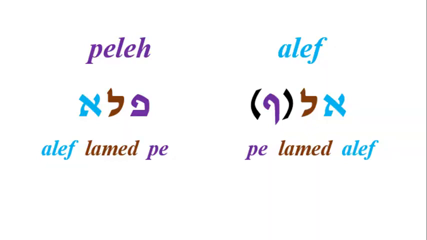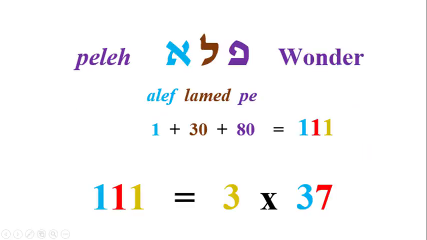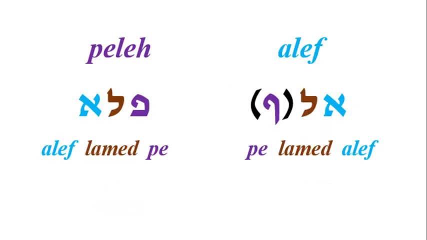But let's focus in on that word wonderful. That word wonderful is Pele. It's Pei Lamed Aleph, which also adds up in Gematria to 111, which is 3 times 37. And you'll notice that wonderful, Pele, is Aleph spelled backwards. It's a hint that this Messiah is going to be Aleph, is going to be God. It says in the verse, he will be called Mighty God. Hints. It's loaded with hints.